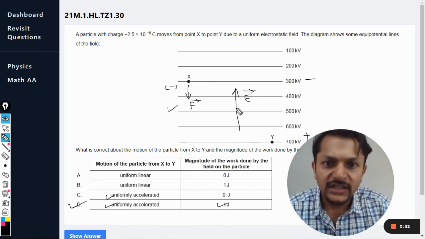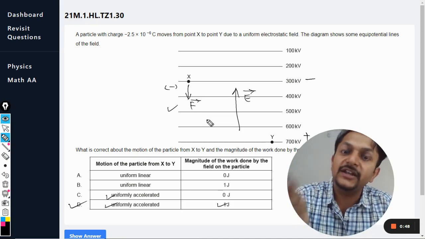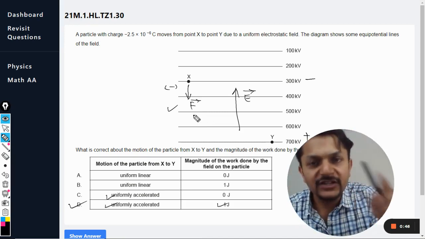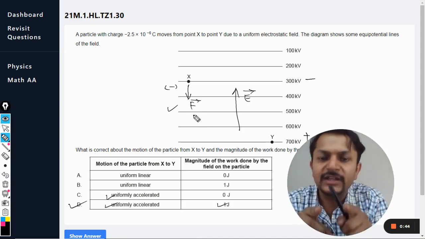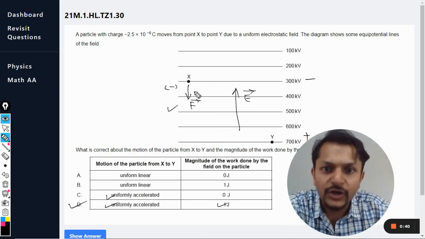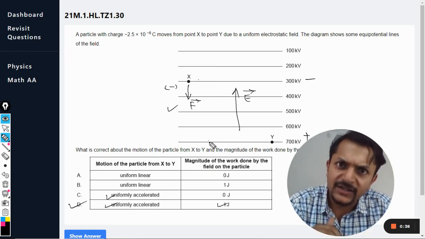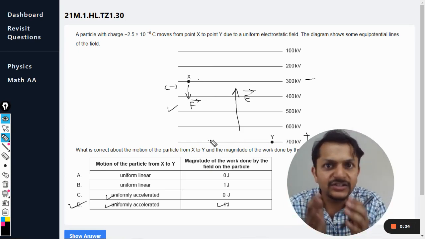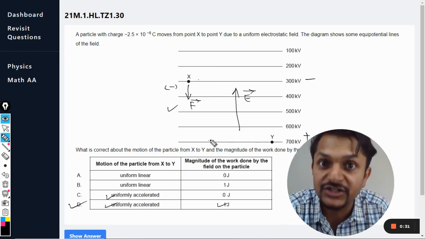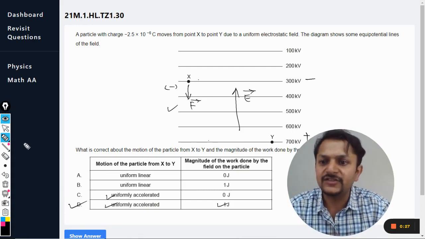I repeat, the electric field is upward, the force is downward. So the charge is being acted upon by a force, and because F is equal to m into a, it would be experiencing a uniform acceleration. So the velocity is now increasing. Here the velocity is 0. Here the velocity has attained some value, that is v. So kinetic energy has been gained at the expense of potential energy, so it is losing potential energy and it is converted into kinetic energy. Hence the answer is D.